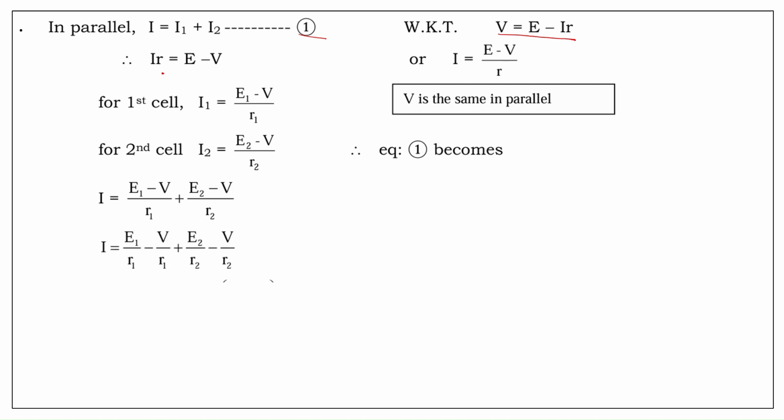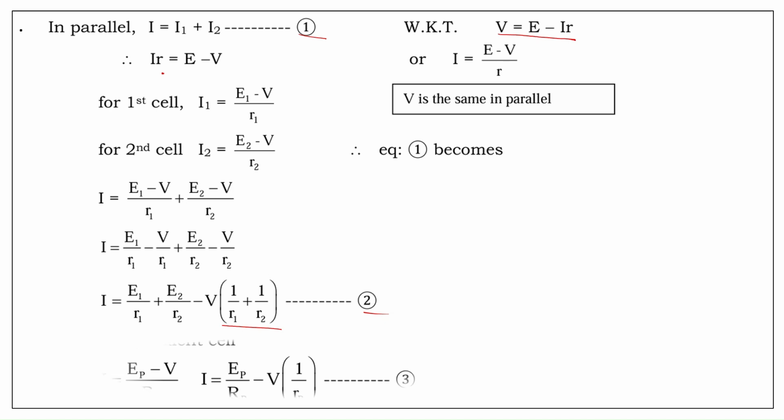This can be written as I is equal to E1 by R1 minus V by R1 plus E2 by R2 minus V by R2. Therefore, I is equal to E1 by R1 plus E2 by R2 minus V into bracket 1 by R1 plus 1 by R2. Mark as equation 2. But for equivalent cell, I is equal to EP minus V by RP.